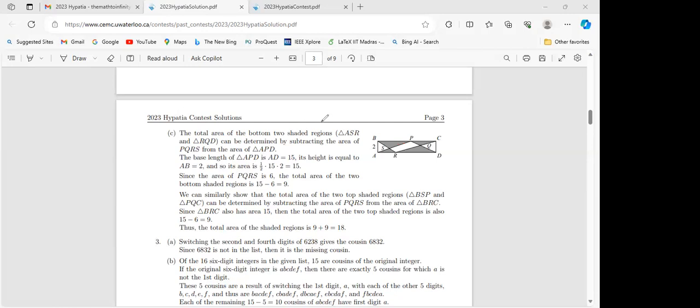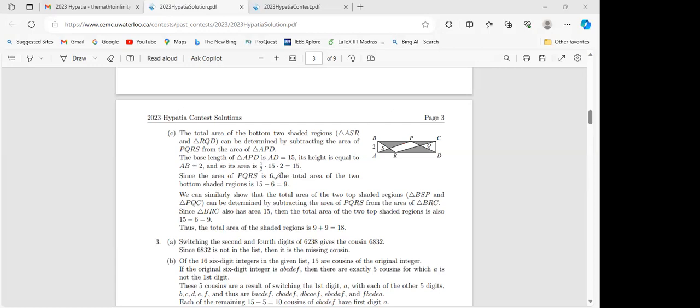Base length of APD is AD, 15. From here to here it is 15. And height is equal to the AB, which is 2. And you know the formula for the area of a triangle, which is half into base into height. So you just have to apply that for finding the area of APD. Do you follow this part? Yeah.